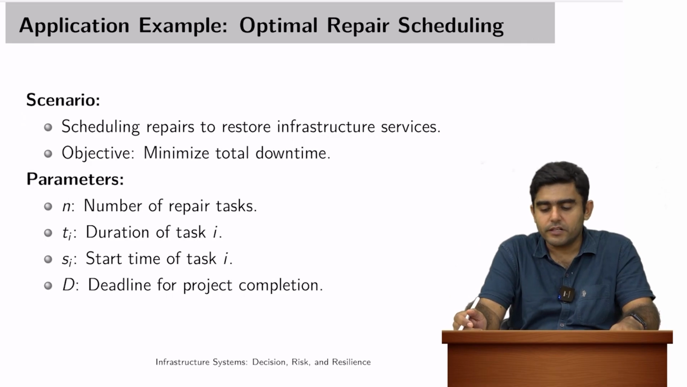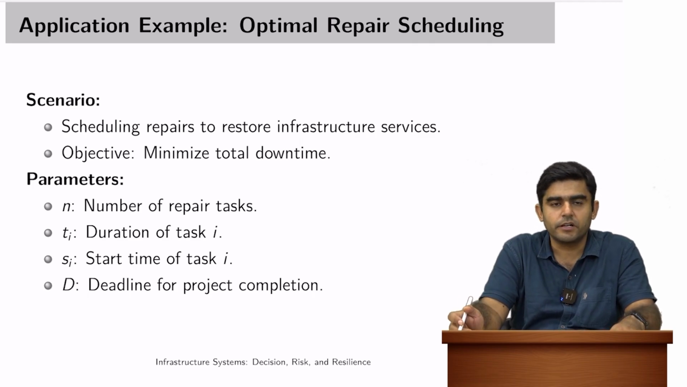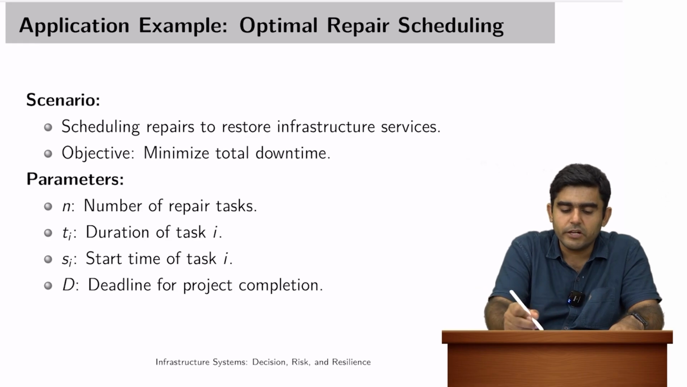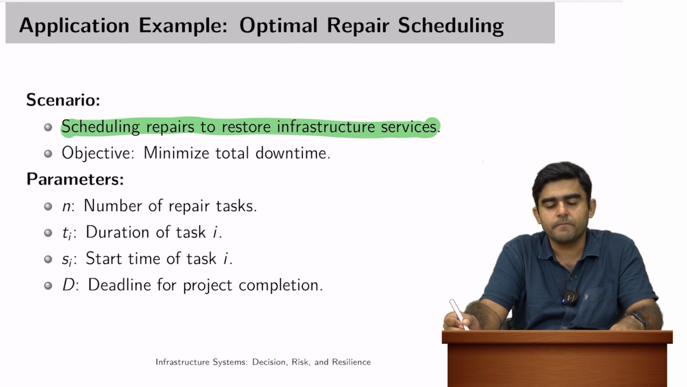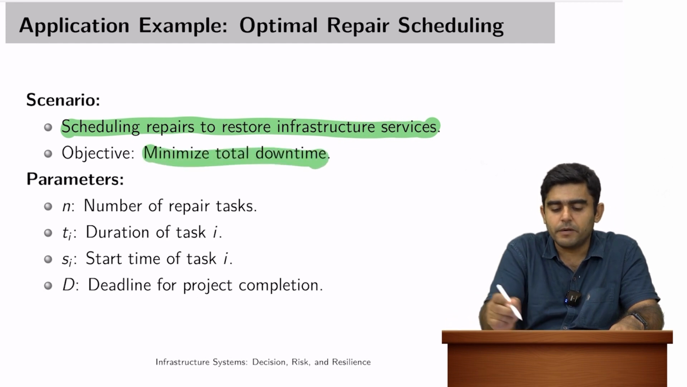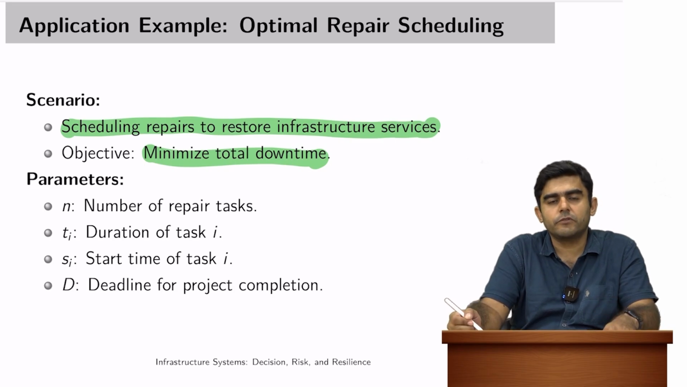Let us look into another example, which is related to optimal repair scheduling. Let us say that infrastructure systems or services are disrupted after a cyclone, or a flood induced by a cyclone, or for some other reasons. Then we have to schedule the repairs to restore the infrastructure services, and our objective would be to minimize total downtime. And there would be multiple tasks associated.